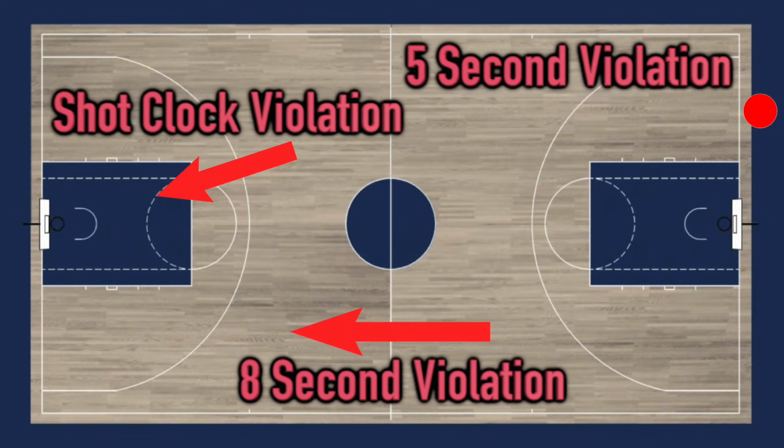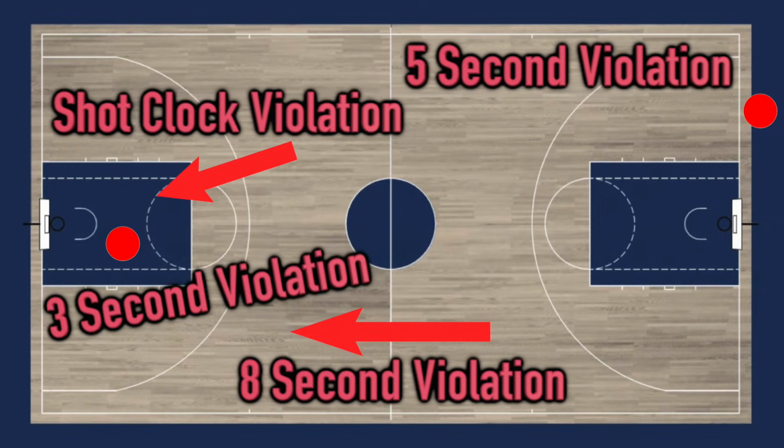Another violation, the 24-second shot clock violation. Once an offensive possession begins, that team has 24 seconds in the NBA to attempt a shot. If 24 seconds pass and the offensive team still has the ball in their hands, it's a shot clock violation. This prevents the offense from stalling by simply passing the ball around and wasting massive amounts of time.